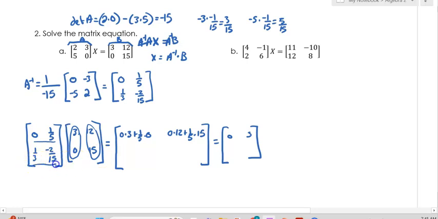And I'm going to do the bottom row times the first column. 1/3 times 3 plus negative 2/15 times 0. So 1/3 times 3 is 1, and then that 0 makes the 2/15 go away. And then I'm going to do the bottom row times the second column. 1/3 times 12 plus negative 2/15 times 15. All right, and that gets me, you could use a calculator here. That gets me 2. And that's my answer for matrix X.